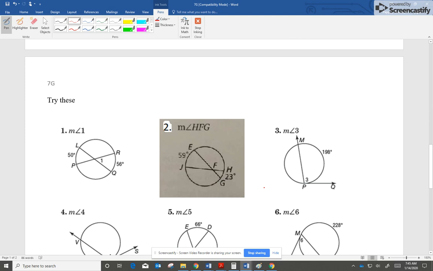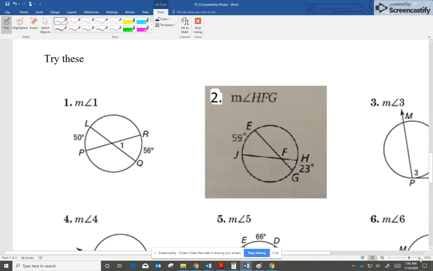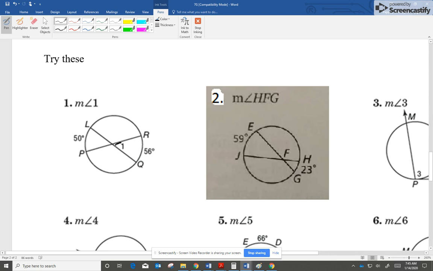Okay, going to the back. I'm going to do a couple of these here on the back. So measure of angle 1. Okay, angle 1. I'm going to put this picture up, easy for me to write. So angle 1 is inside the circle, and angle 1 creates a 56-degree arc and a 50-degree arc. Okay, so when the angle's on the inside, we add the two arcs, 50 plus 56, and divide it by 2.